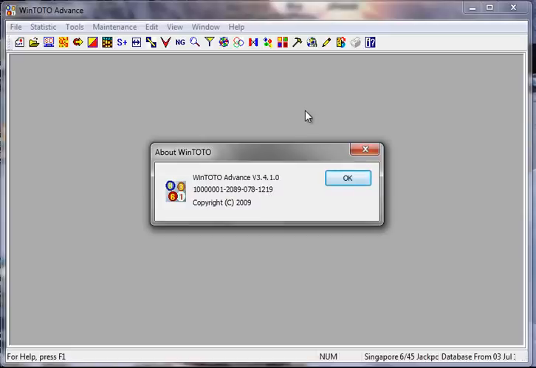When you see the version number right now is version 3.4.1, what does it mean? It means that the current version, the latest version that we have in WinTOTO Advanced, is version 3.4.1. So if you check Help and About WinTOTO Advanced on your own software and you realize that the version number is not 3.4.1, it means that your version is not the latest version, which I encourage you to upgrade as soon as you can.